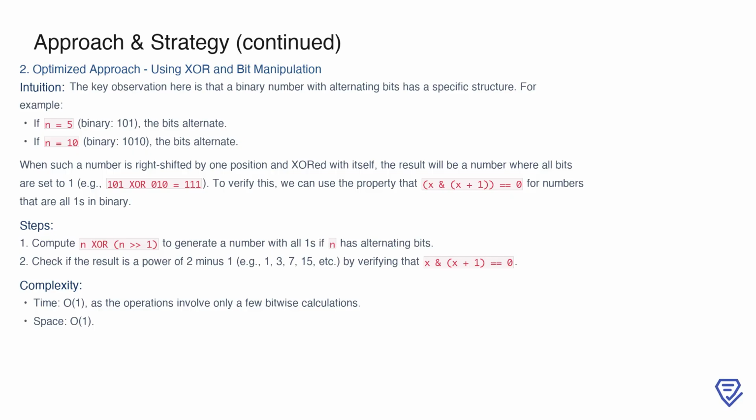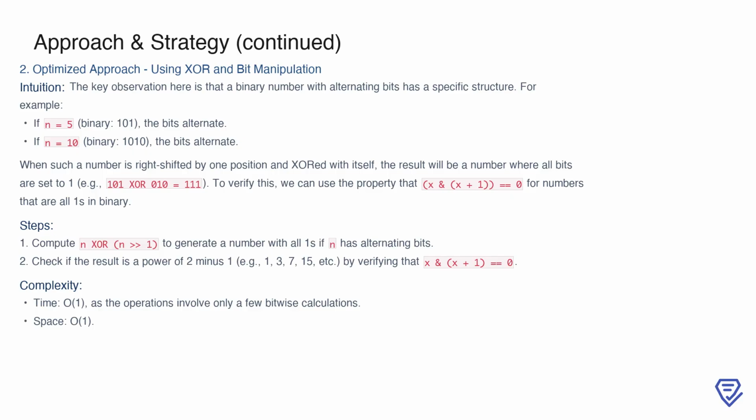When a number like this is right-shifted by one position and XOR'd with itself, the result is a number with all bits set to 1, such as 111 for 5 or 1111 for 10. This happens because XOR highlights differences between adjacent bits, and alternating bits ensure this pattern. To verify this result, we use the property that a number with all ones in binary satisfies x and x plus 1 equals 0.